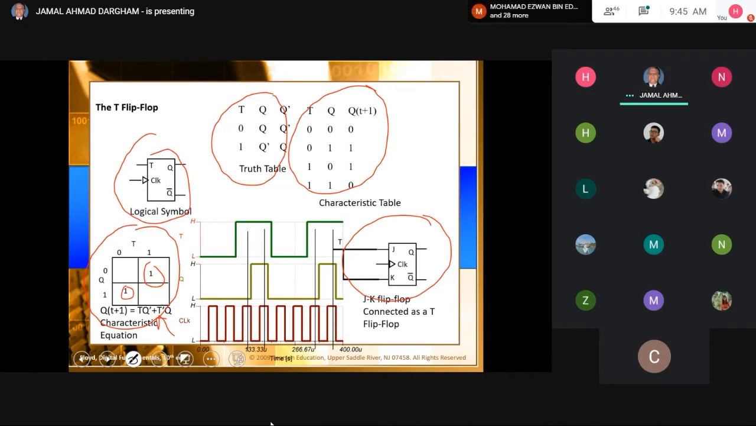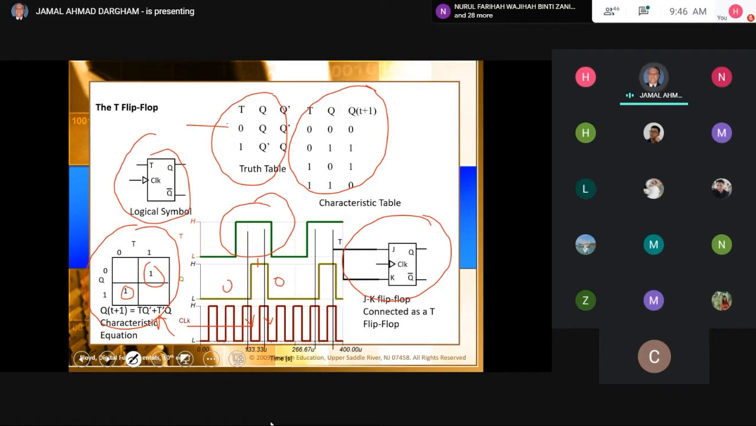And what's important is that only when T is 1, the output will toggle at the clock edge. So you can see here this negative edge trigger, so it occurs here at the negative edge of the clock. So it was 0, become 1, and the next clock, which is here, it was 1, become 0. So it just toggle only when T is 1. When T is 0, the output always 0.